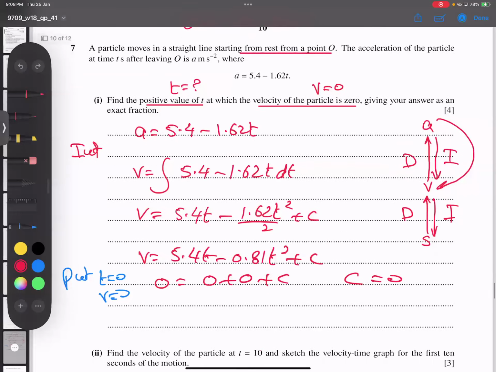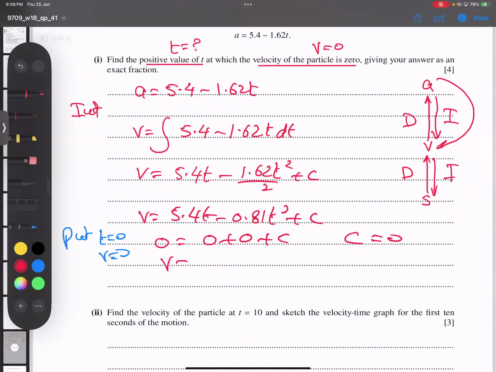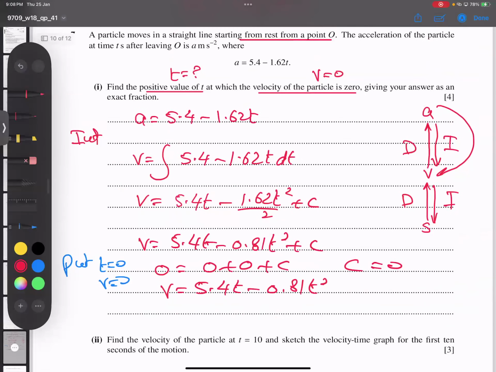I plug back in the equation and I get a pure expression of velocity: 5.4t minus 0.81 t to power 2. And he was asking, no, don't give me this answer only. He said, give the answer when you put velocity 0 and get the exact time. So I will put velocity 0. When I plug in velocity 0 once again, I get 0 equal to 5.4t minus 0.81 t squared. What is common from here? t is common. I get 5.4 minus 0.81 times a single t.